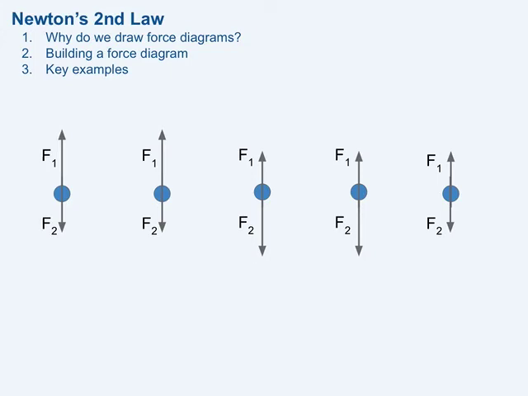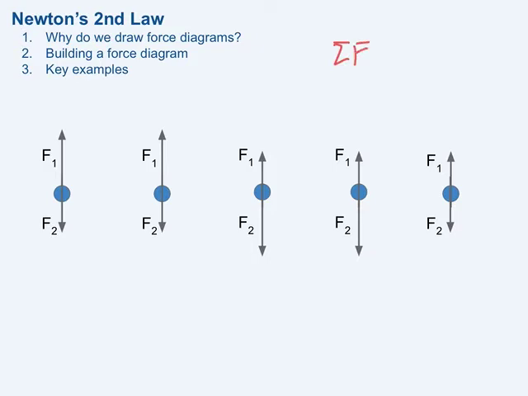Right, so pictured below are 5 typical force diagrams for an object that is moving vertically. There could be a third force or a fourth force, but usually there's just 2 or even just 1 for us to think about. The key reason why we draw force diagrams is it helps us understand or visualize how the net force relates to the velocity.